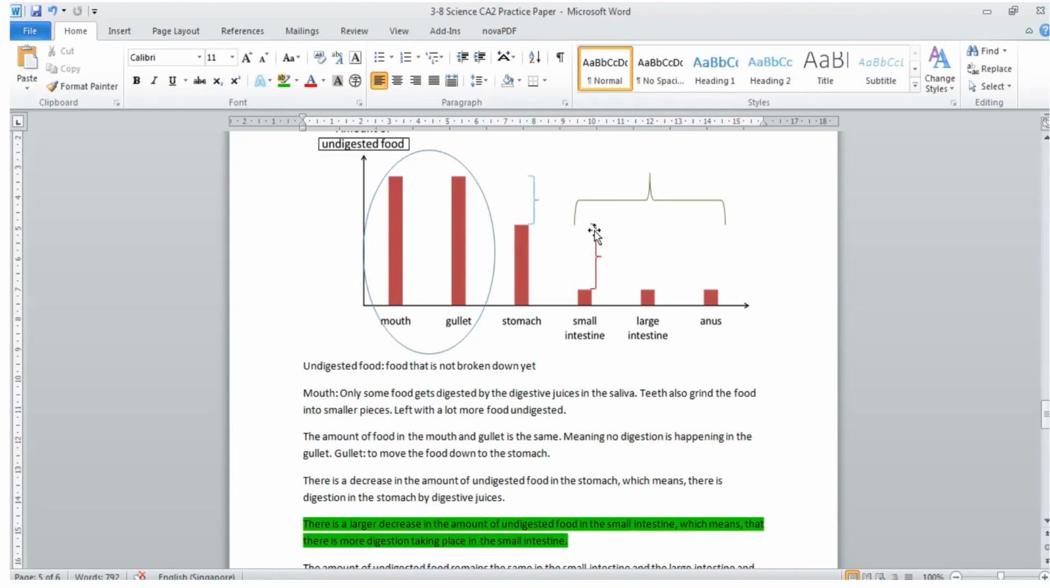Okay, or we can also say that the decrease in undigested food is the most, or the decrease in the undigested food is more than the other organs. So that is when we know that a lot more digestion is taking place and there will be a greater amount of digested food. Clear?